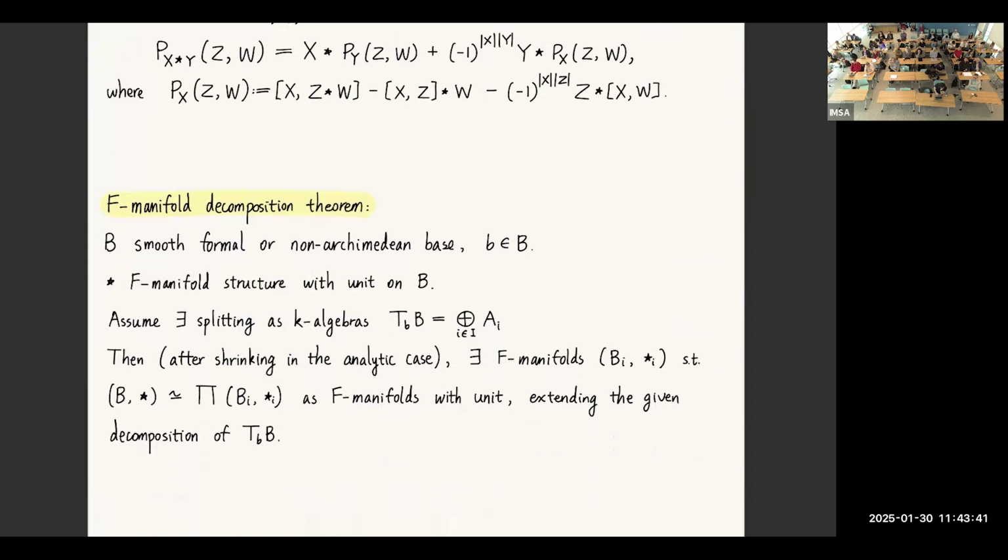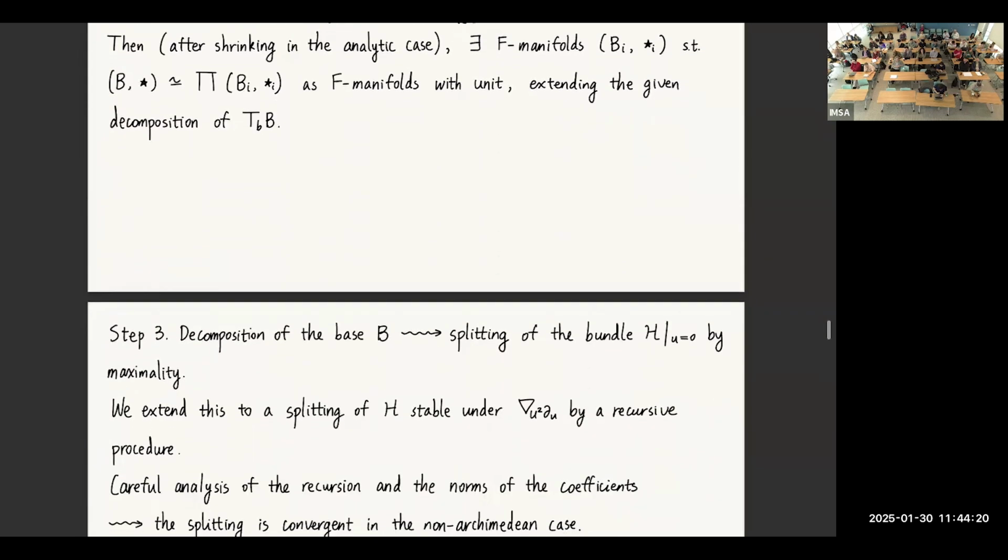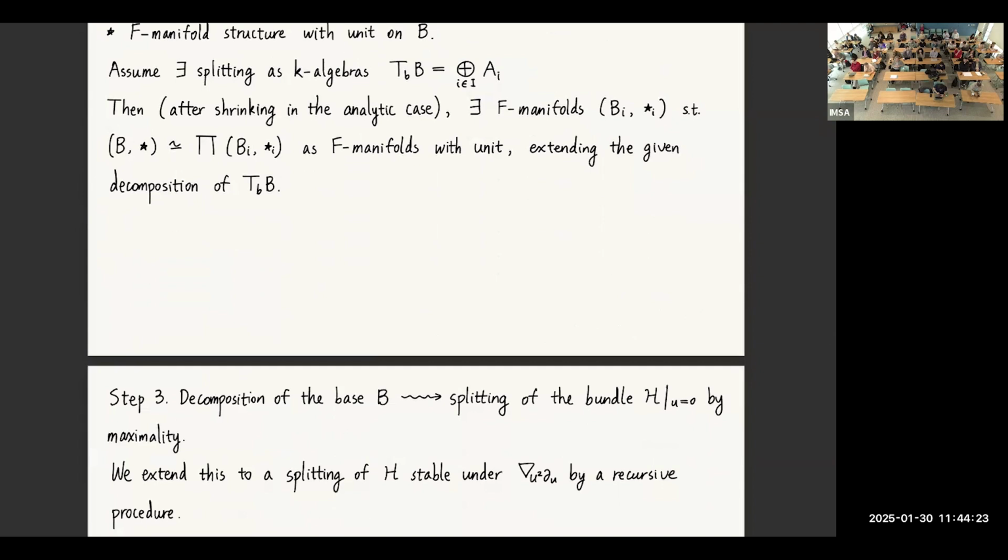So the F manifold decomposition theorem says that now we forget about the F bundle, we just have an F manifold. If we have an F manifold structure, formal or non-Archimedean, and we get any splitting of the tangent space at the base point as algebras, then the whole F manifold splits into a product of F manifolds. So that's how we split the base of the F bundle, and that's the second step. And after splitting, or decomposing, the base, we need to split the bundle.